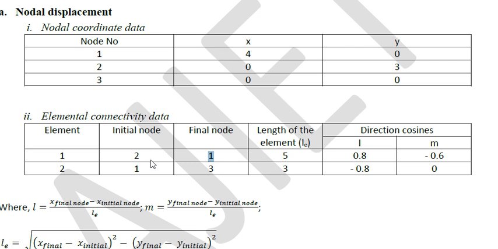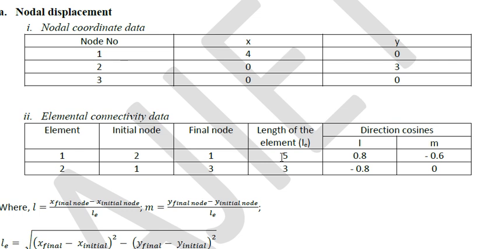I can take 1, 2 or 2, 1. Anything I can take. Here I have taken 2 as the initial node, 1 as the final node. Here I have taken 1 as the initial node, 3 as the final node. So these are the changes I have made. You can take 1, 2 instead of 2, 1. You can take 3, 1 instead of 1, 3. According to that, the rows and columns of this stiffness matrix change. So the final answer will be the same, but the position of the components in the stiffness matrix will change.